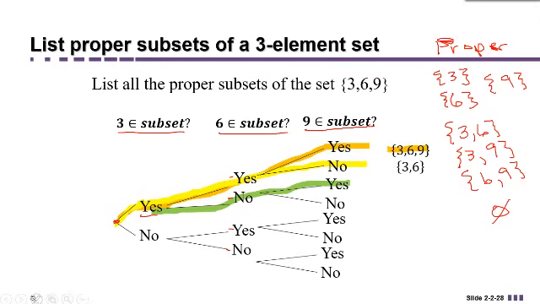What's going on here? Okay, so look above this yes, that's saying that 3 is in the subset. Look above this no, that's saying 6 is not in the subset. Look above this yes, that's saying that 9 is in the subset. So good, Gabby and Olivia and Tanya, you got 3 and 9, that's correct.